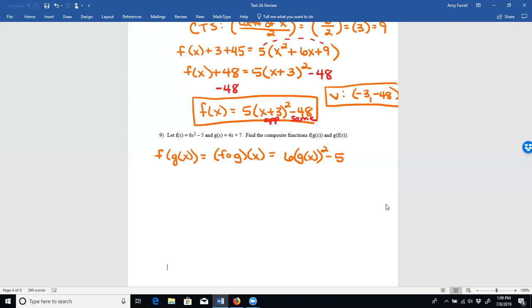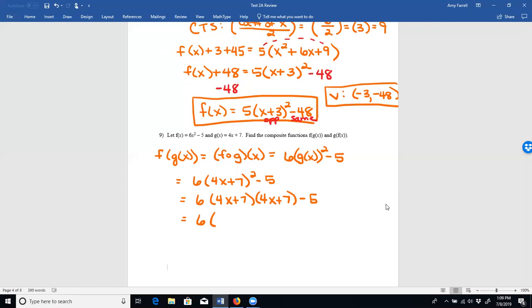So I'm taking the function f and I'm going to plug g into it where I see the variable x. So this becomes 6 times the quantity 4x plus 7 squared minus 5. I am going to square first by order of operations. I can't distribute the 6 just yet. So I'm going to square that binomial.